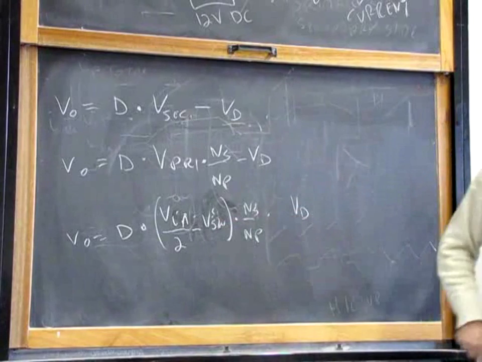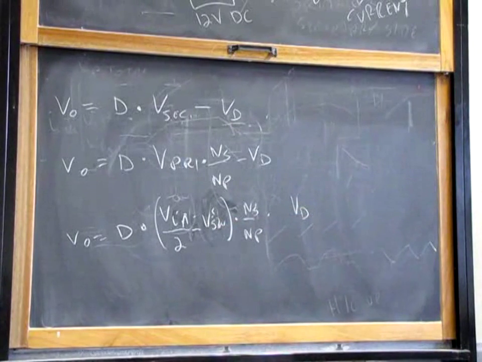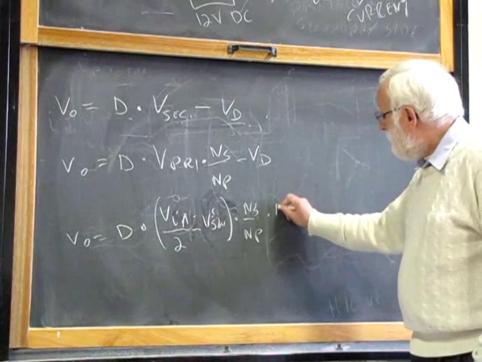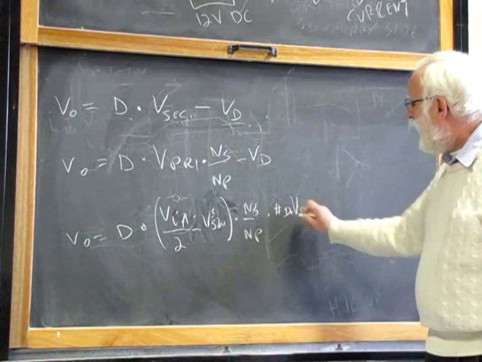How many diodes do we have in series to the output? It depends on what rectifier we are using. If we are using a center tap rectifier, it's 1. If we are using a full bridge rectifier, it's 2. In this case it is the number of diodes times Vd.